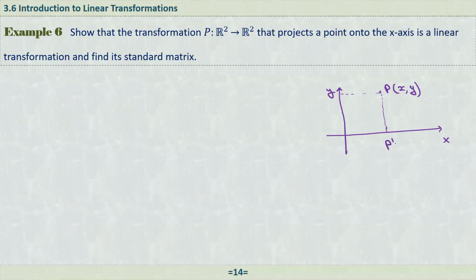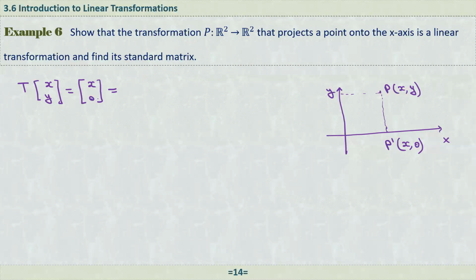Let's say it is P prime. So the projection is just dropping this from this level to the ground. So the x coordinate will be x and the y coordinate will be 0. So now I don't know if it's linear or not. Here, this transformation is actually transforming this point, (x, y), into this point, (x, 0). Right? So now I can write it as the product of a matrix and the given vector, or the point.